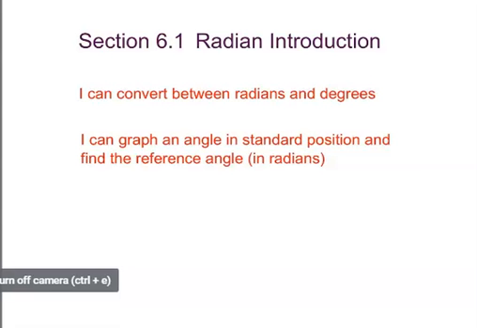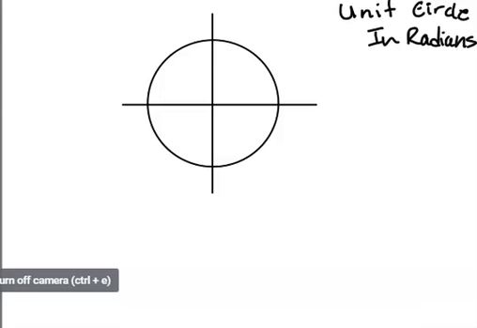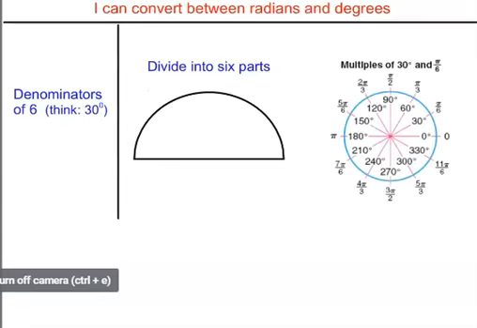Okay, so we're going to start out with a little introduction of the unit circle in radians. If I just look at this circle, the unit circle in radians, you guys are probably familiar with 2 pi or pi. Pi is half a circle. 2 pi is a full circle. So 2 pi, if you think about circumference, circumference is given in terms of pi. So a full circle is 2 pi radians.